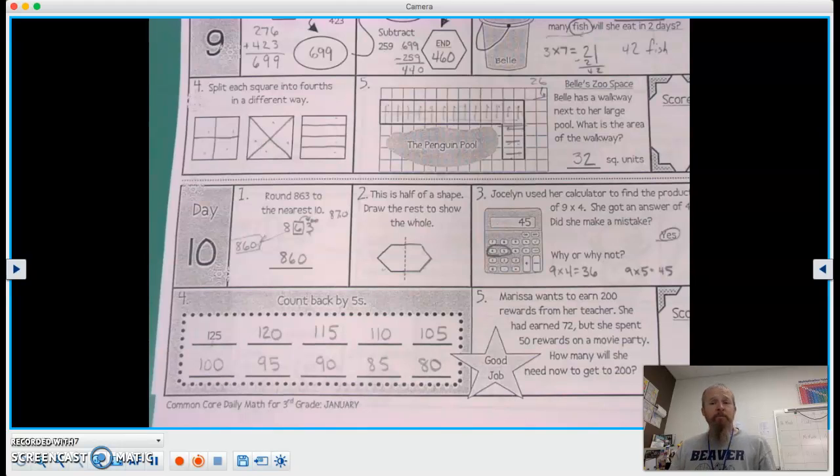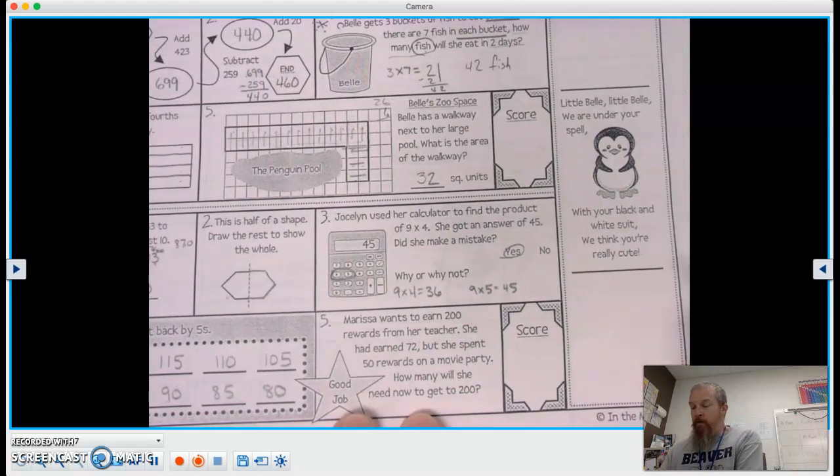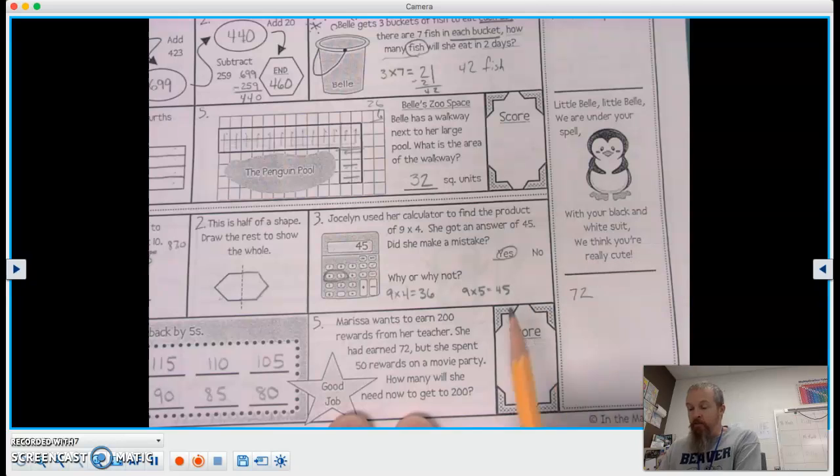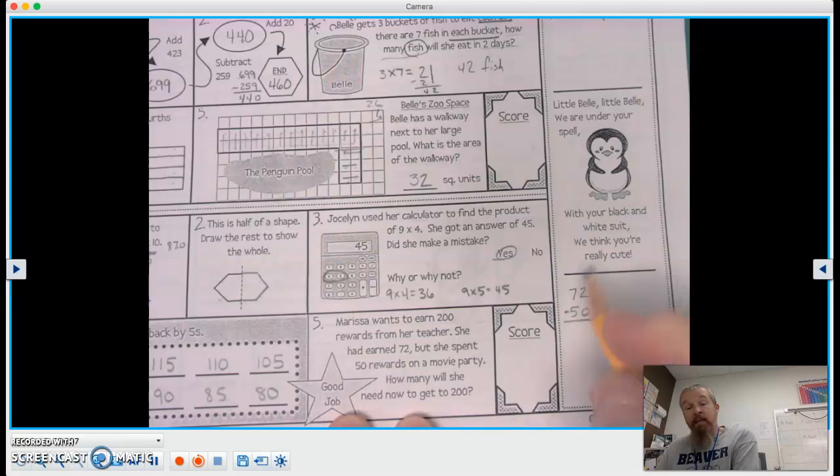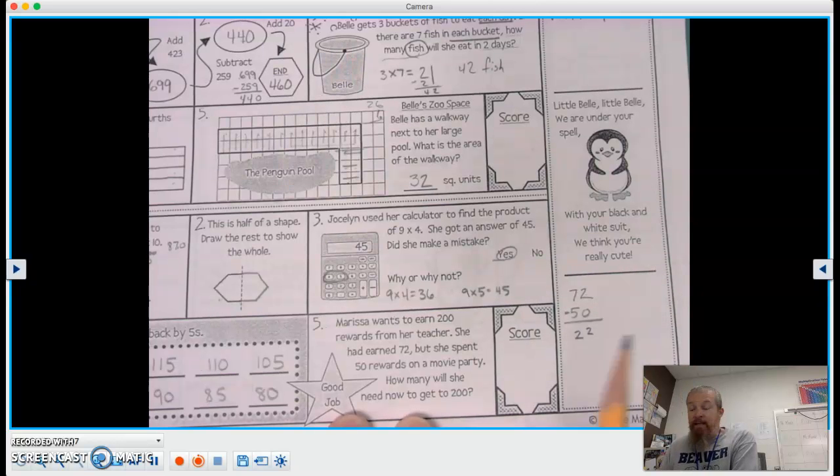Number 5, Marissa wants to earn 200 rewards from her teacher. She had earned 72, but she spent 50 on a movie party. How many will she need now to get to 200? So, okay, let's come over here where we have a little bit more room. She had 72, but then she spent 50. So let's take away 50. 2 minus 0 is 2. 7 minus 5 is 2. So now she currently has 22. And she wants to get to 200.